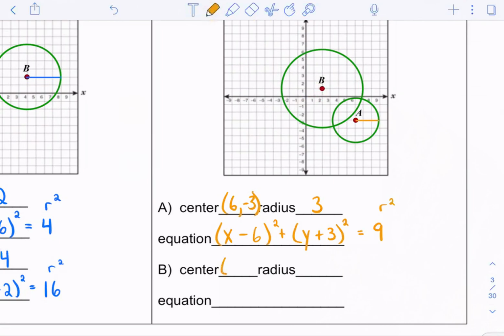And then the center of B is 2, 1. And the radius is 1, 2, 3, 4, 5. Everybody in the car. X minus 2 squared plus y minus 1 squared equals 25. Oh, lovely. Wonderful job.